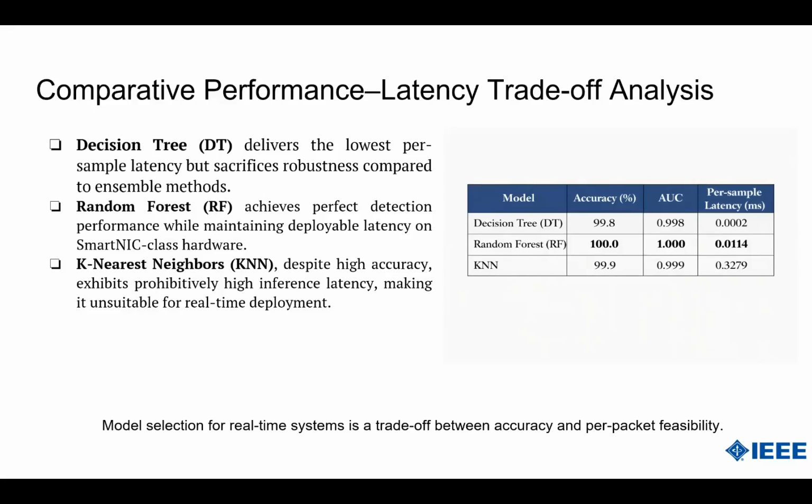This slide compares all models. The decision tree delivers the lowest per-sample latency but sacrifices robustness compared to ensemble methods. Random forest achieves perfect detection performance while maintaining deployable latency on SmartNIC-class hardware. KNN, despite high accuracy, exhibits prohibitively high inference latency, making it unsuitable for real-time deployment.